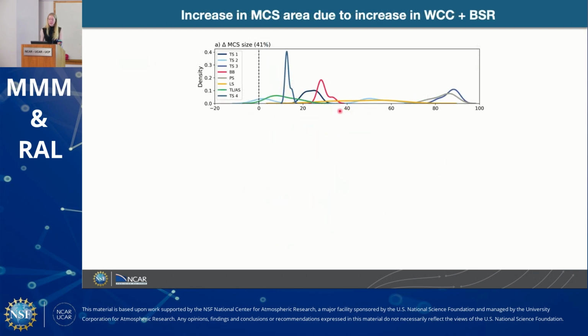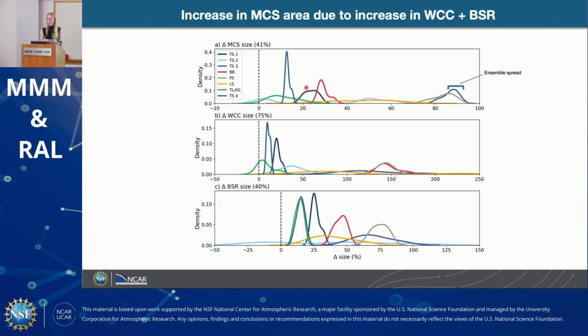We also looked at changes in the area, since that can contribute to changes in rainfall. So now we're looking at probability density functions for the 8 MCSs. Again, each color shows a different MCS, and each curve is showing the ensemble member spread. So overall, we see an increase of 41% in the MCS size, and you can see there's a lot of variation between the different storms. When we broke this down into the wide convective core area and the broad stratiform region area, we see that this increase in MCS size is largely being driven by an increase in the wide convective core area. So the convective areas are growing larger than the increase in the stratiform areas.